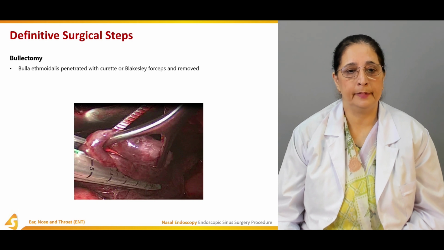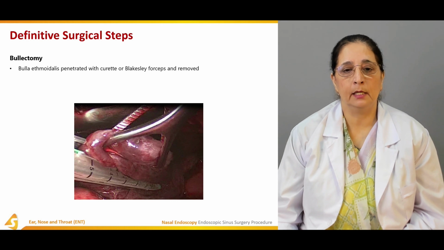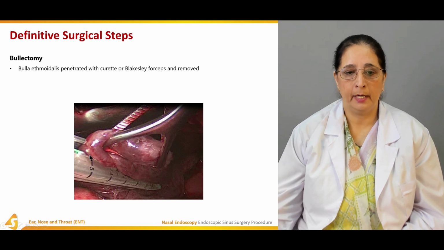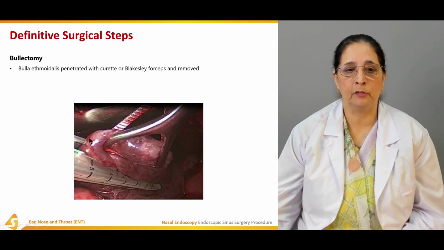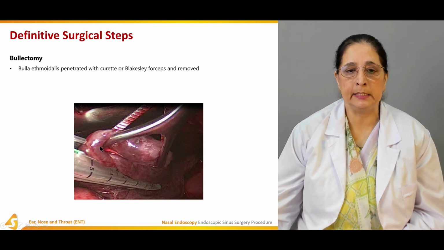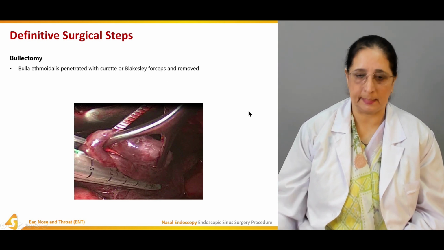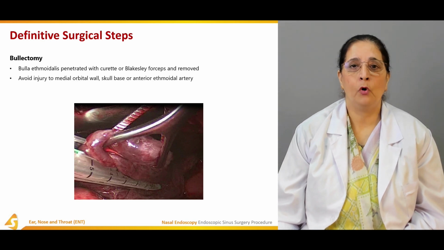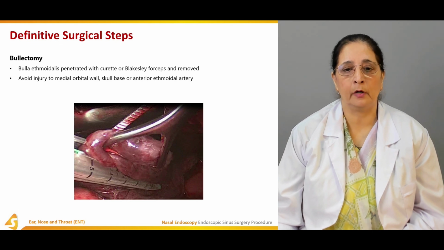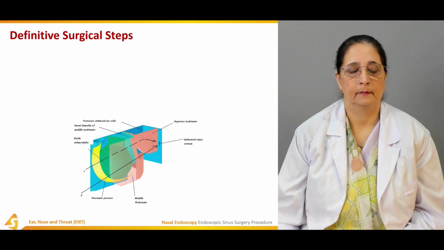Bullectomy, removal of the bulla ethmoidalis, penetrated with curette or Blakesley forceps and removed. Here you can see that's the bulla ethmoidalis. Removal of this bulla is the bullectomy, and it is removed with the Blakesley forceps. Avoid injury to medial orbital wall, skull base or anterior ethmoidal artery.